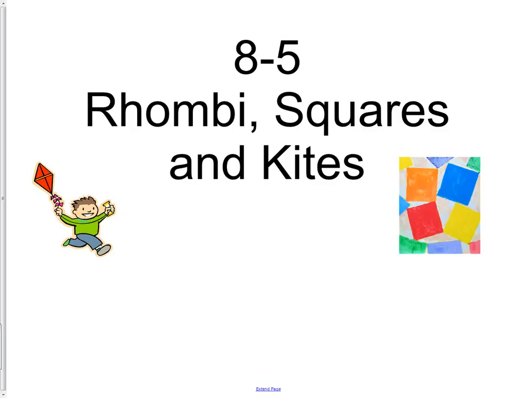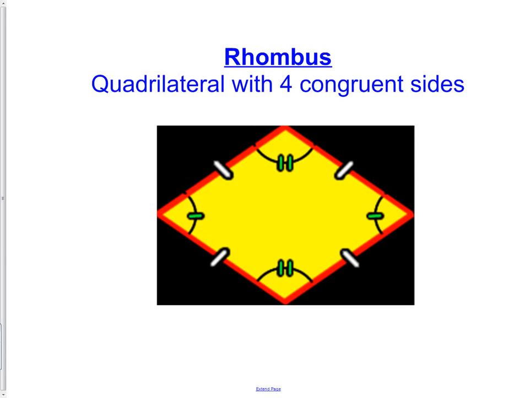In 8.5, we're going to study rhombi, squares, and kites. A rhombus is a quadrilateral with 4 congruent sides. Unlike a square that has 4 congruent sides and 4 right angles, a rhombus has 4 congruent sides but not congruent angles. As you can see in the picture here, the opposite angles are congruent, but they are not all congruent to each other. So a rhombus shares the characteristics of a square and a parallelogram.